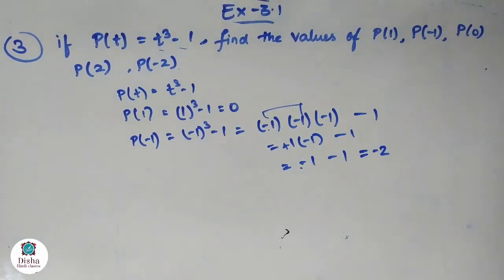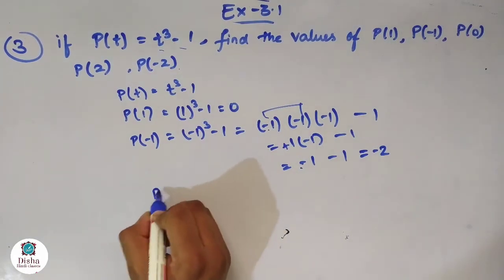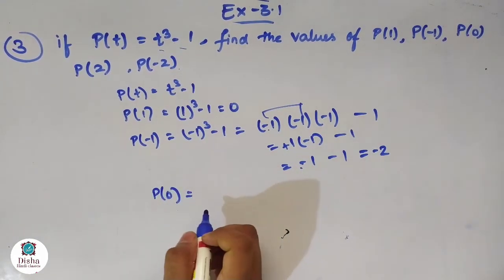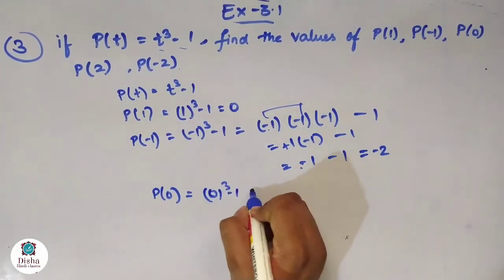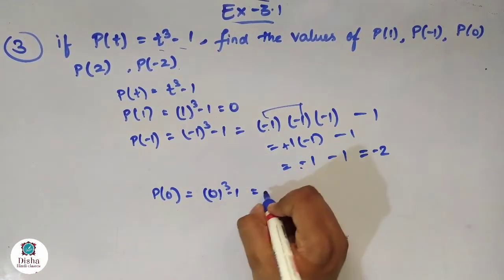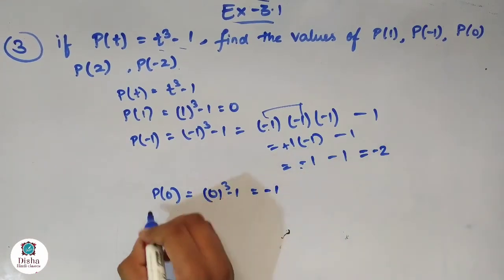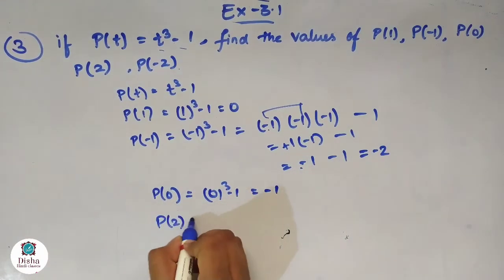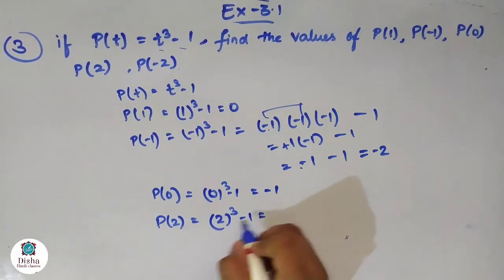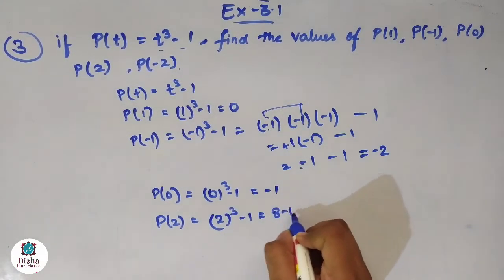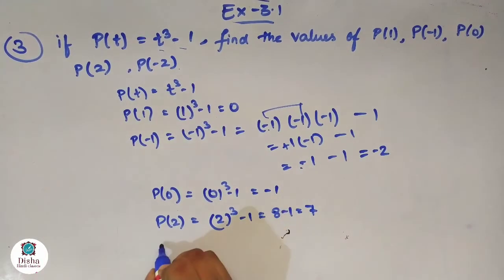Okay. So now next we have p of 0. So 0 whole cube minus 1. So 0 to any power will be 0. So the answer is minus 1. P of 2. So 2 whole cube minus 1. 2 cube will be 8. 8 minus 1 equals 7.